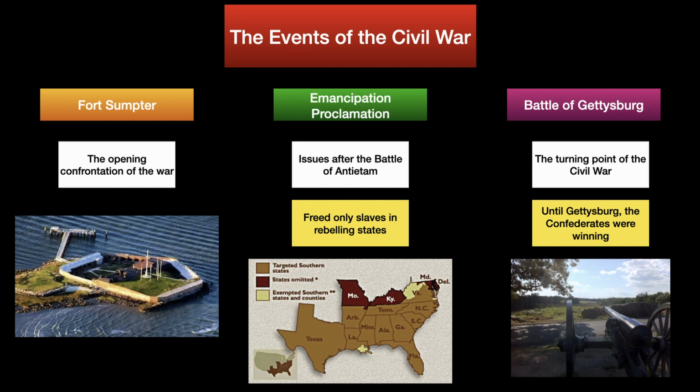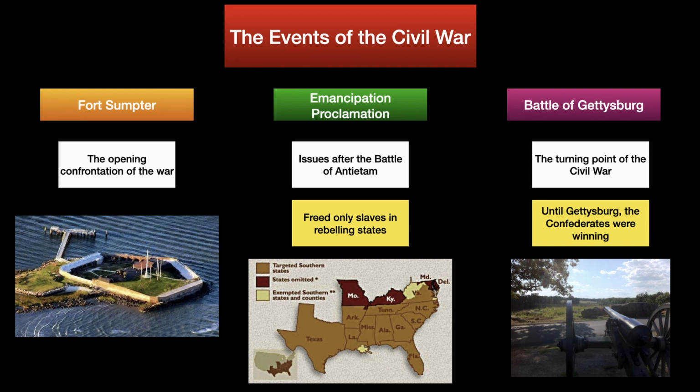And finally, on this slide, we have the Battle of Gettysburg. This is the turning point of the Civil War. So Gettysburg is a little different because it's in the North. Gettysburg is a small town in Pennsylvania. Robert E. Lee thought that if he went into the North and won a big battle, that it would cause some of the people in the North to not want to fight, that it wasn't worth it because the fight is on their home rather than in the South.